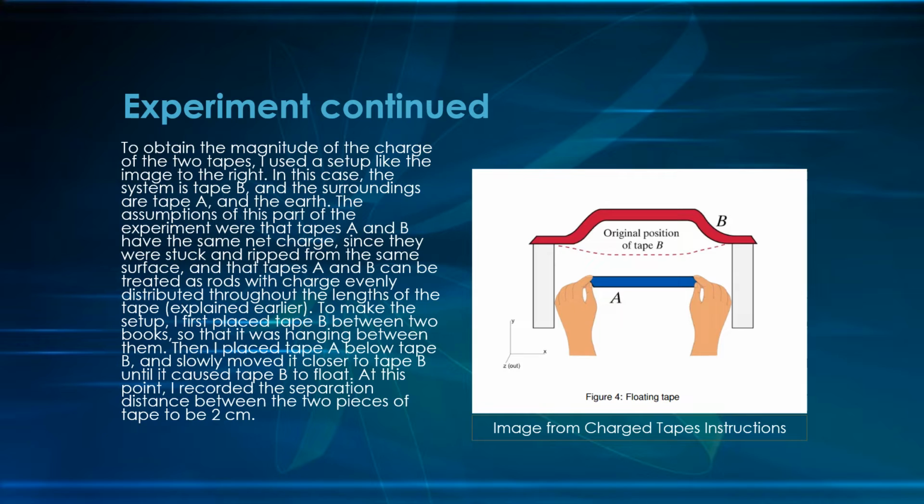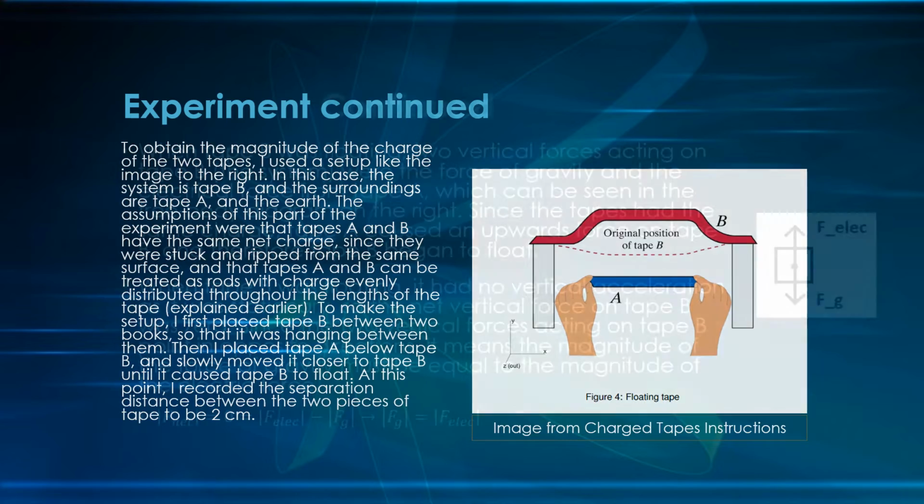To obtain the magnitude of the charge, I used a setup like on the right. The system is tape B and the surroundings are tape A and the Earth. The assumptions are that both tapes have the same net charge since they were charged the same way, and that the tapes can be treated as lines of point charges, which was explained earlier. I made the setup by placing tape B between 2 books so that it was hanging, and then placing tape A below tape B and moving tape A closer to tape B until tape B began to float. At this point, I recorded the distance between the 2 tapes to be 2 centimeters.